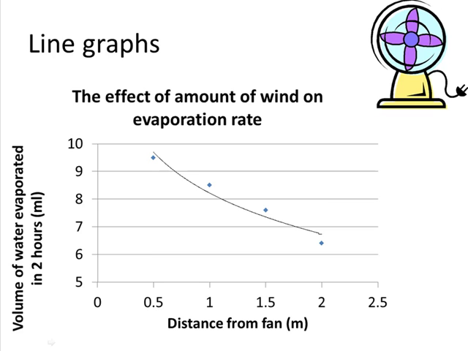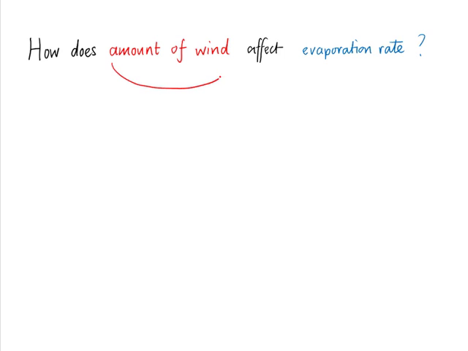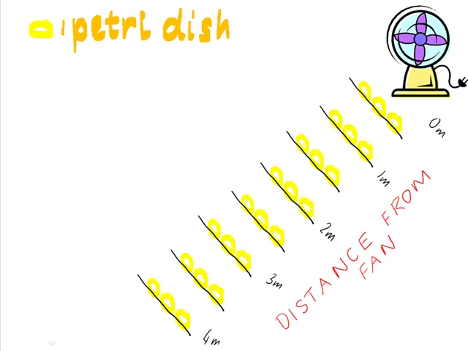Here we see a graph representing the data for the question, how does amount of wind affect evaporation rate? So we vary amount of wind and we see how that affects evaporation rate. How do we vary amount of wind? Well, there are different ways to do it, but one way would be that we have a fan and we place some water in Petri dishes at different distances from the fan.